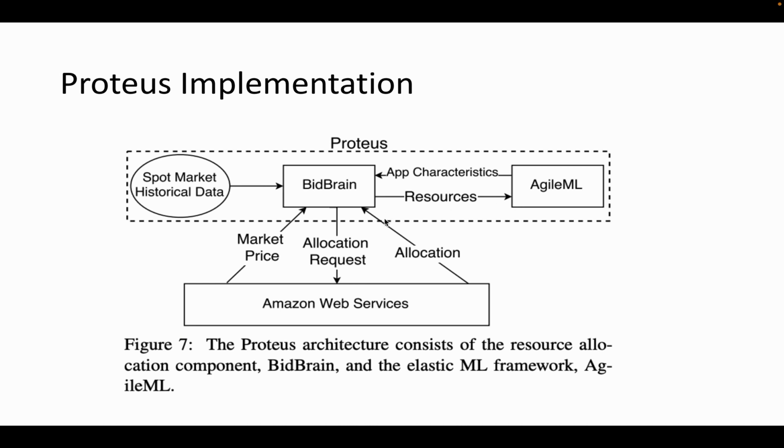BidBrain checks for new allocation requests every 2 minutes, before the end of the current billing hour, and it makes an immediate eviction. It also monitors AWS for eviction notifications and notifies AgileML's elasticity controller.